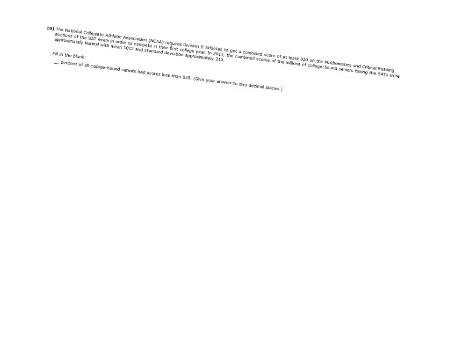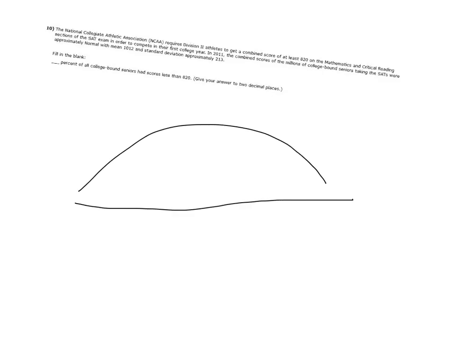So they're telling us this is a normal distribution somewhere in this problem. So the first thing I'm going to do is try to make a normal curve and see what it looks like, see if it's one of these nice numbers. So let's see the mean. They're normal with a mean of 1012 and a standard deviation of 213.